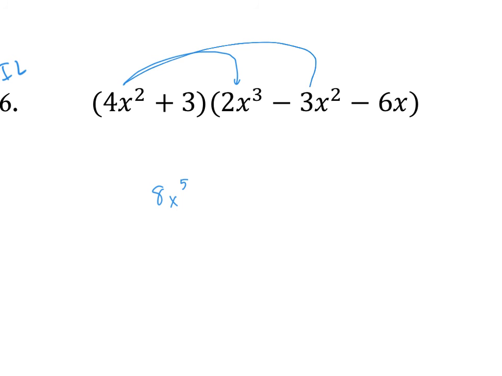Okay, keep going. So 4 times negative 3 is negative 12. And then add the exponents. Okay, 4 times negative 6 is that. And then this is like an x to the 1 here. So x squared times x to the 1. Add the exponents, you get that.